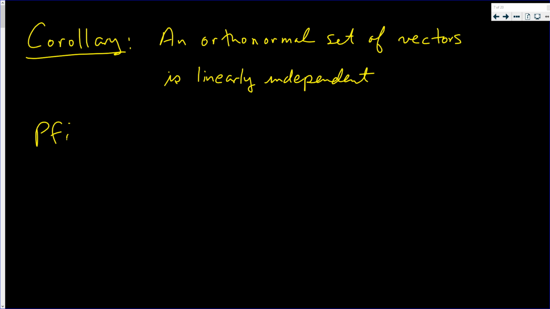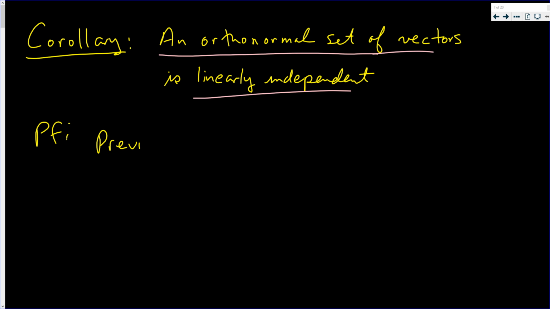We're going to prove a corollary to the last theorem. I will post a link in the description to that last video where you can watch the proof of the last theorem. This says that if you have an orthogonal set of vectors, then that set is linearly independent.